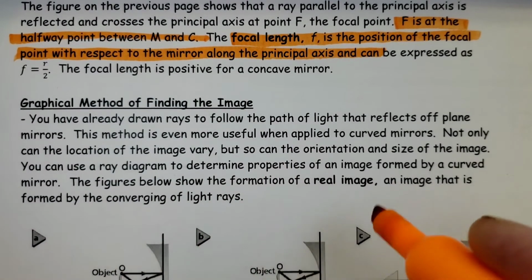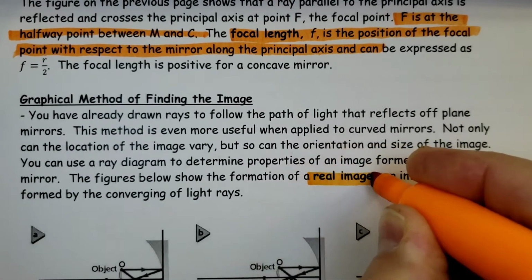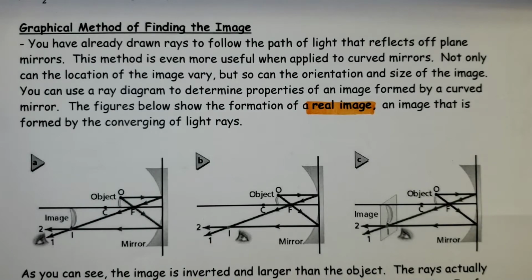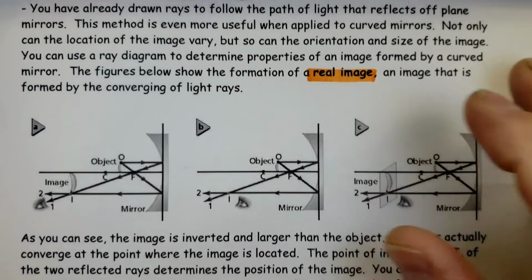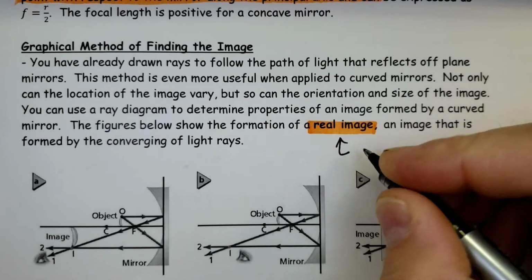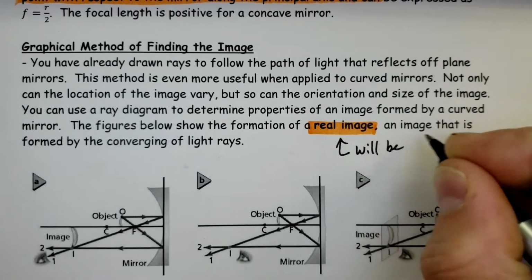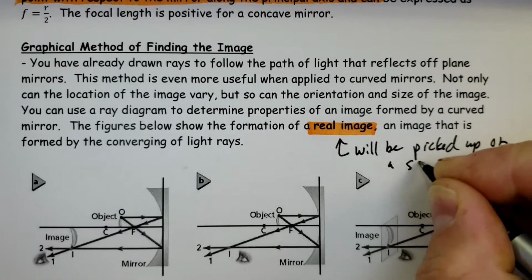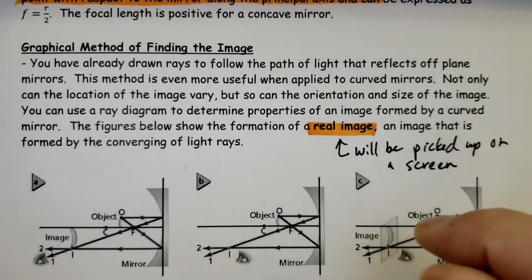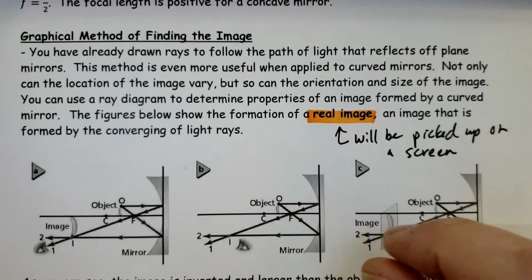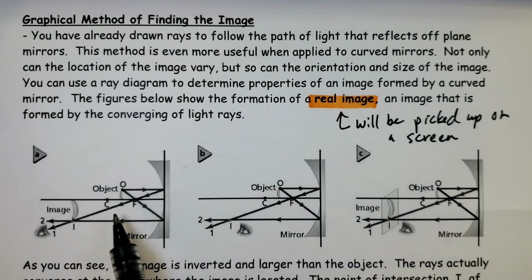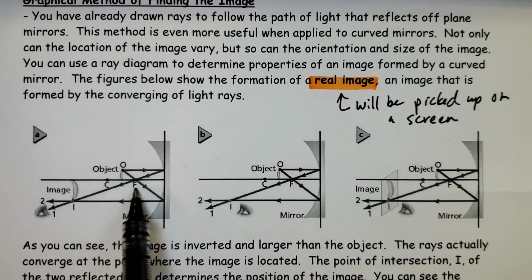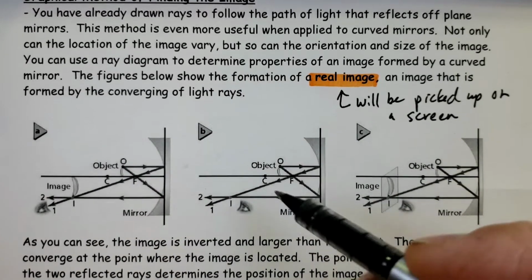The figures below show how the formation of a real image occurs by a curved mirror formed from the converging rays of light. Okay, so a real image will be picked up on a screen. So you can actually see it on a piece of paper, unlike a plane mirror image, which appears behind the mirror. So if you take a look, here's all the scenarios we're going to do. We're going to look at what happens if we place the object in between C and F, etc., and we'll be able to see that.